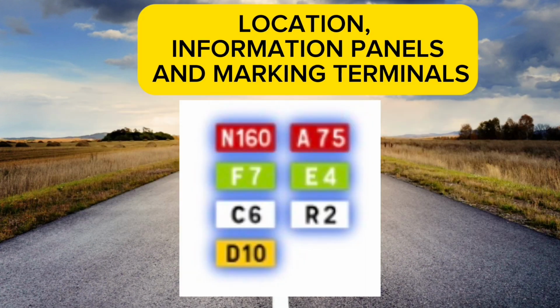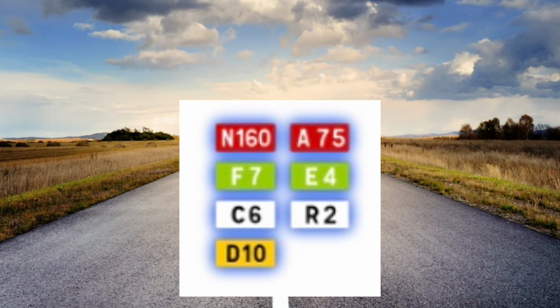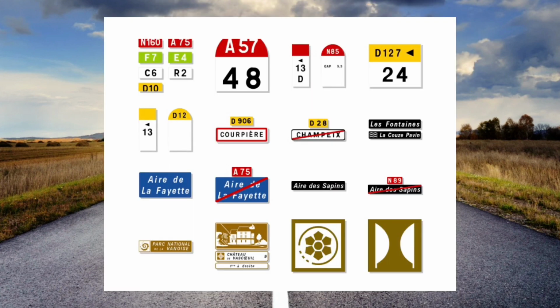And next, we have location panels, information panels, and marking terminals. Location panels allow me to be located in a particular geographical location, while information panels give indication of a cultural or tourist location. They are on a brown background and rectangular or square in shape. Marking terminals allow me to find my way on the road or highway. The following are the examples of location panels, information panels, and marking terminals.